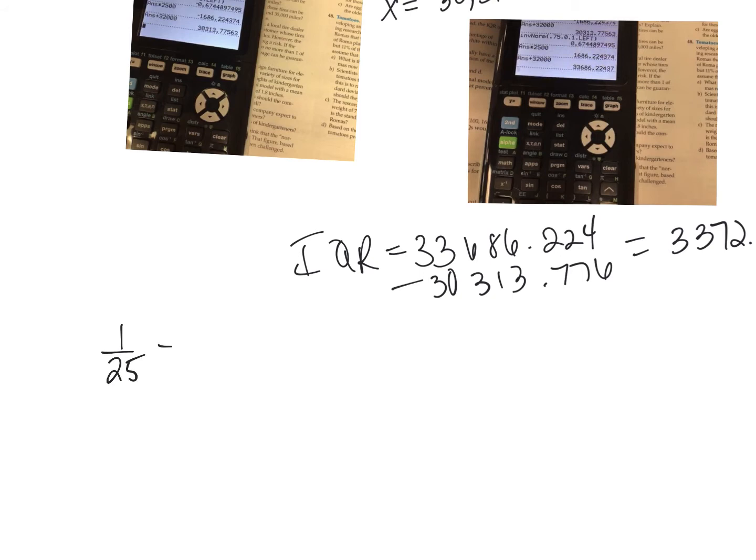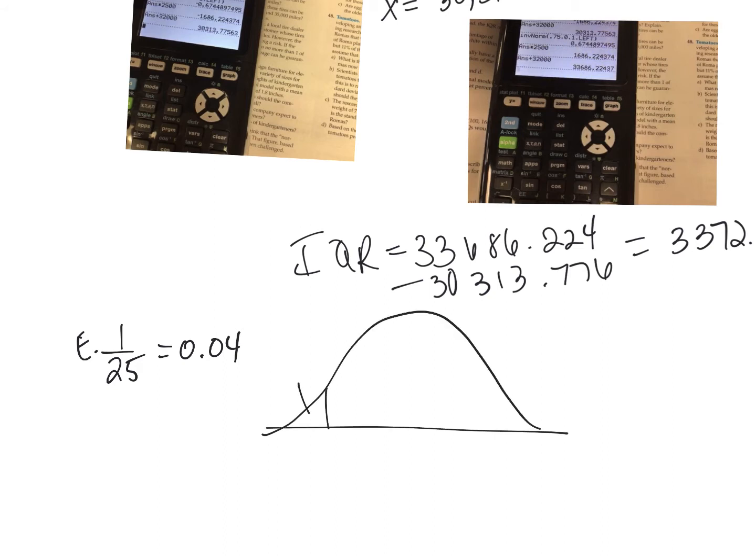1 out of 25 is 0.04. So 4% of customers he is willing to give a refund to if the tires don't last that long. So what should he say in his advertisement? At what mileage would you get a refund? So we'll find, what is this 4%?